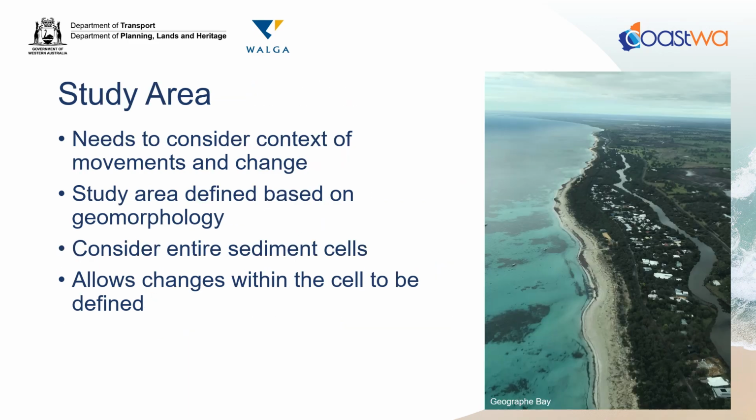Once we've classified the coast, we then need to consider the appropriate study area for our assessment. That needs to consider the context of shoreline movements and change around our site and the location of the assessment. So the study area is generally defined based on the geomorphology of the coast. It needs to consider the entire sediment cell so that we can assess changes within the cell.